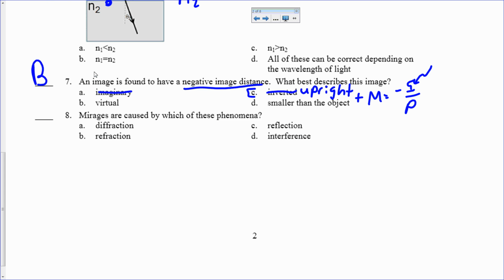Mirages are caused by which of these phenomena? Mirages, remember, look like reflection, but they're actually caused by refraction.